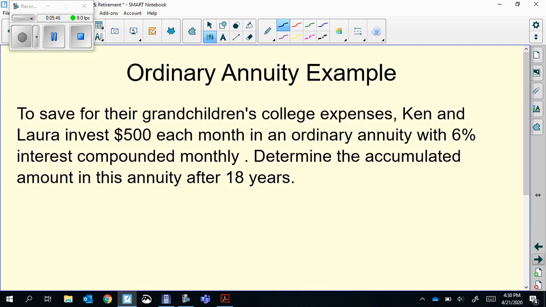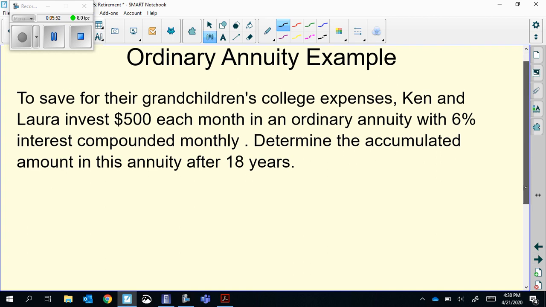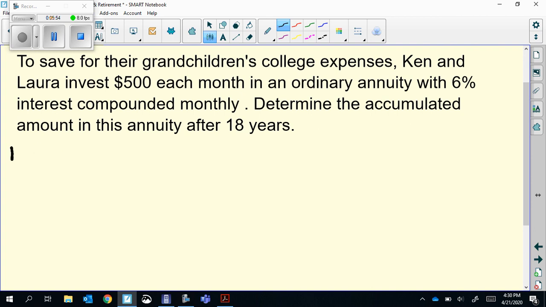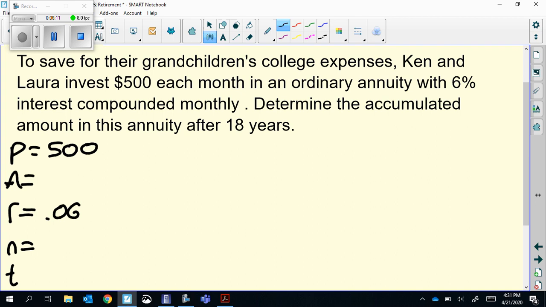All right, a similar sort of problem here. We have another ordinary annuity. They invest $500 each month in an ordinary annuity with 6% interest. So let's go ahead and fill out the variables. Determine the accumulated amount, so that's A. The payments are $500. The interest rate is 6%, so 0.06. Compounded monthly means 12. And remember, they compound monthly and deposit monthly. That's supposed to match for the formula. And then after 18 years, because they were doing it for college, so they started when they were born, till they were 18.